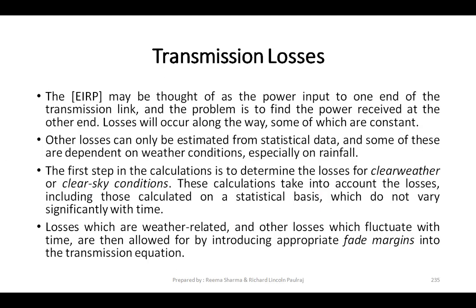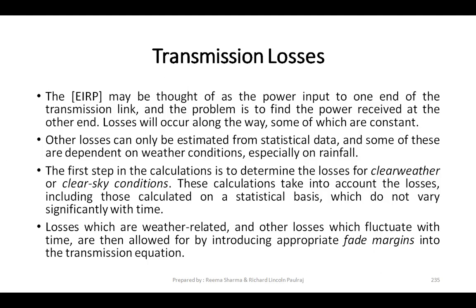So today we'll be looking into transmission losses, and the EIRP may be thought of as a power input to one end of the transmission link, and the problem is to find the power received at the other end. As you have seen in the previous classes, the power in is not equal to the power out, right? These losses can happen due to the feeder, due to the lines which are connected, and due to this you are going to face something called loss. This is the reason why we find P in is not equal to P out.